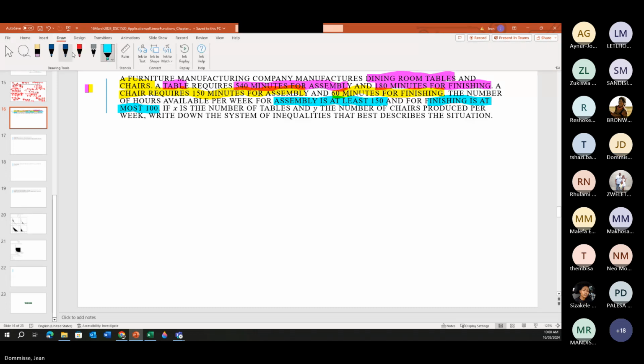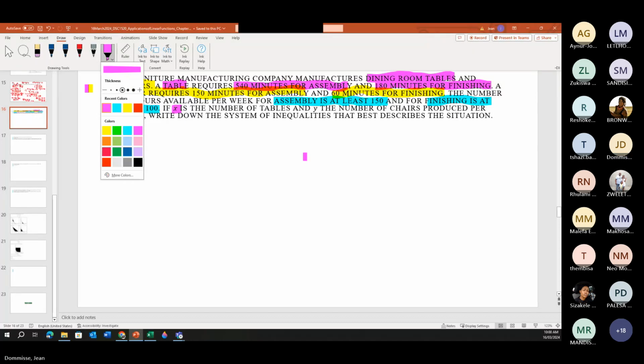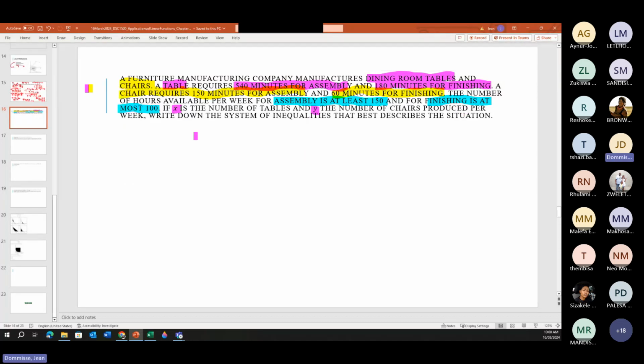If x is the number of tables, y is the number of chairs produced per week, write down the system of inequalities that best describe the situation. So what they will normally give you is four or five sets of equations that you will need to say which one is correct or incorrect. Okay, so let's look at all these possible solutions.